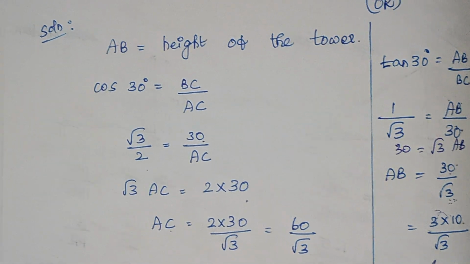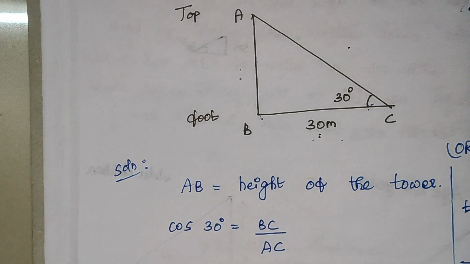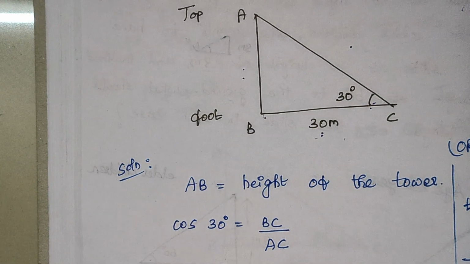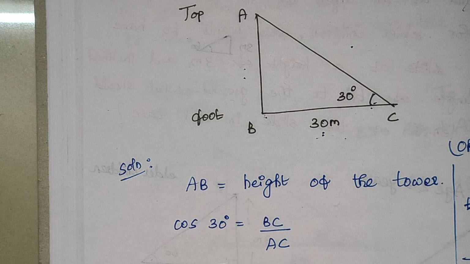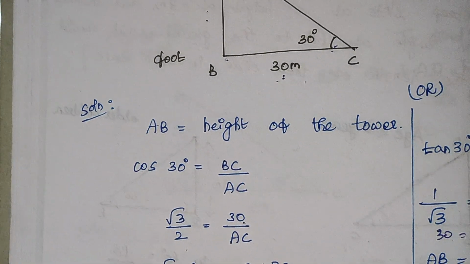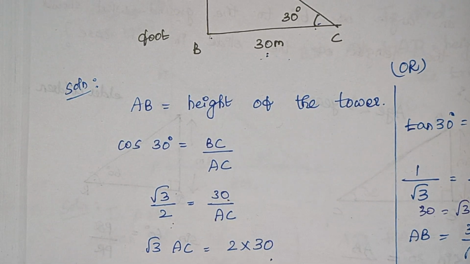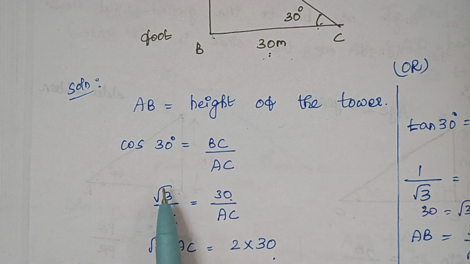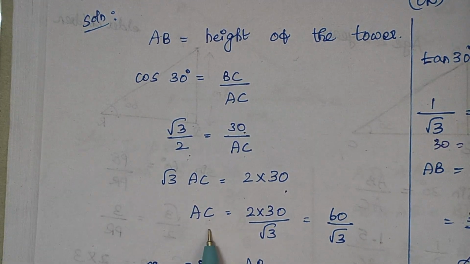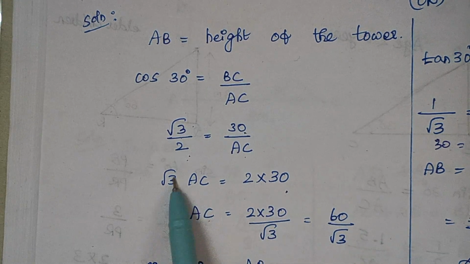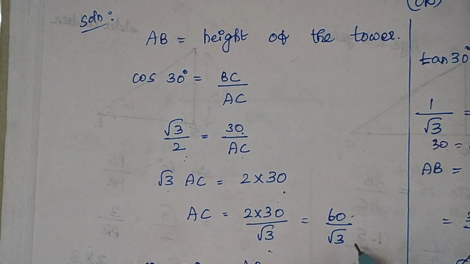But here, I have also made use of cos 30 degrees. Cos 30 is nothing but adjacent side by hypotenuse. Here adjacent is BC and hypotenuse is AC. So just substitute the values. The value of cos 30 degrees is root 3 by 2 and BC is 30. So again do a cross multiplication: root 3 into AC is equal to 2 into 30. So now we have calculated the value of AC. 2 into 30 is 60, and this root 3, when it is brought to the right hand side, occupies the denominator part. So here it is 60 by root 3.